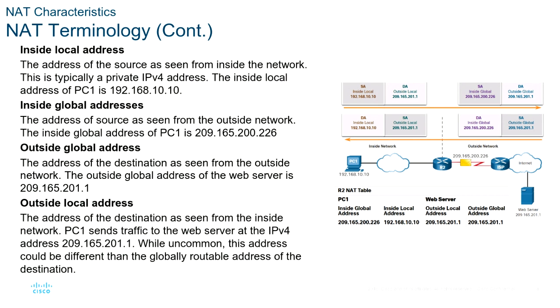I have to change my 192.168 to that 209.165 address that's allowed to propagate through the internet before it leaves my gateway router or my border router that connects me to my ISP. Otherwise, it's going to be dropped. The outside global address is the address seen from the outside network. And then the outside local address is the address seen from the inside network. Not very commonly used. Don't worry about this.